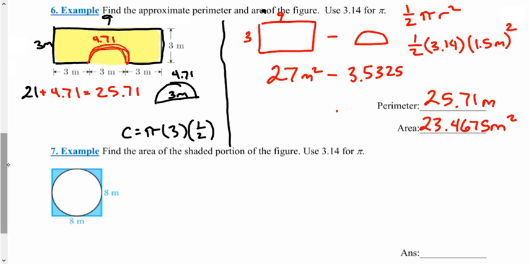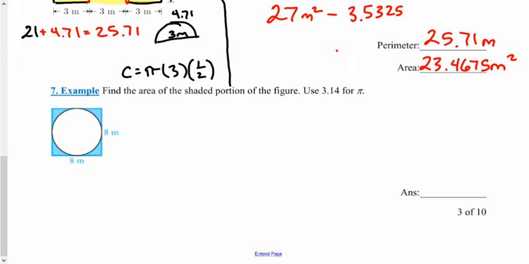The last problem to look at here today is the area of the shaded portion. This is a classic math problem. Let's put a circle inside a square and find the leftovers. This is a very, very classic problem. You see, we have a diameter of 8, but in order to find the area of the circle, we need the radius. So what we're going to do is find the area of the square, and we're going to subtract off the area of the circle. The area of the square is pretty easy. That's just 8 times 8 is 64 square meters.